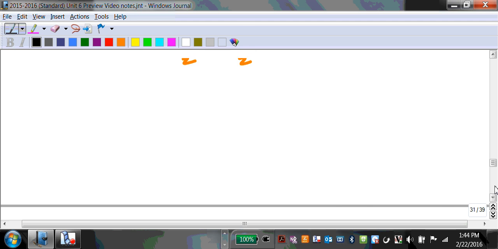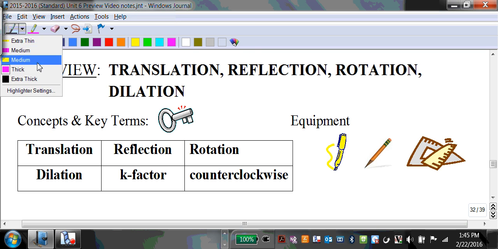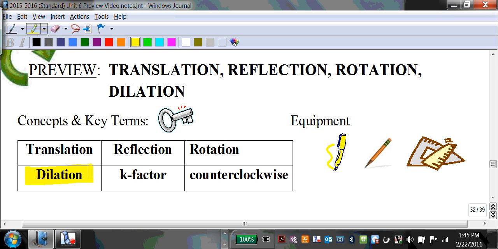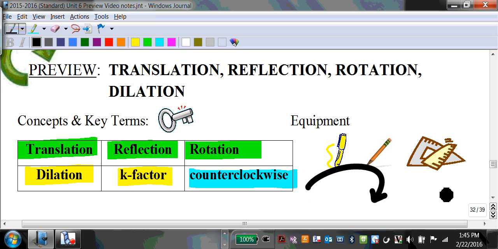Now what we learned, we're starting motions on a coordinate plane. In last class, we studied just the one motion of dilation. That's the change in size multiplied. There are 3 other motions: translation, which is a slide, reflection, where you flip, and then rotation. The concept of K-factor, you were introduced last time, and then counterclockwise. You're familiar with this. Clockwise is to the right, counterclockwise is to the left.